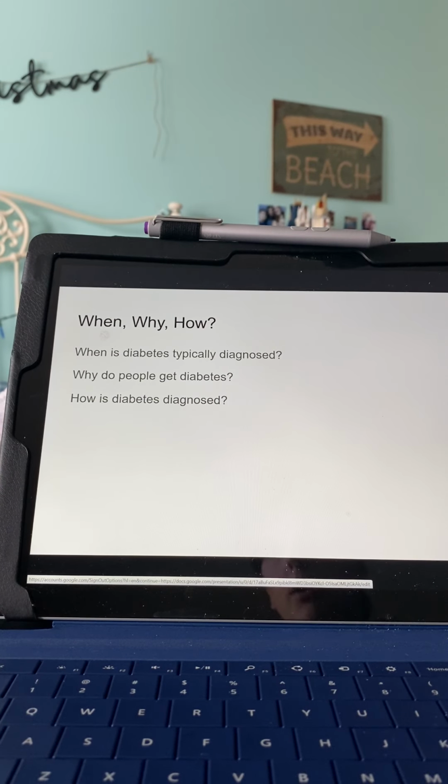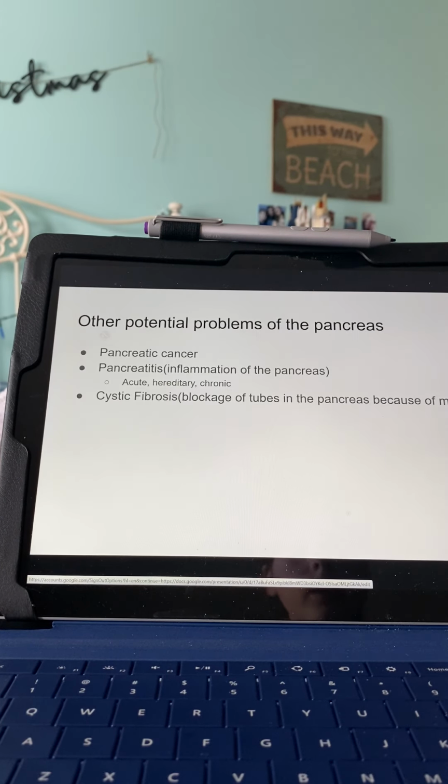You would typically do a blood test, I would think. And there are different types of blood tests as well. We already talked about this. Some other potential problems of the pancreas include pancreatic cancer, which we've heard of a couple people recently.